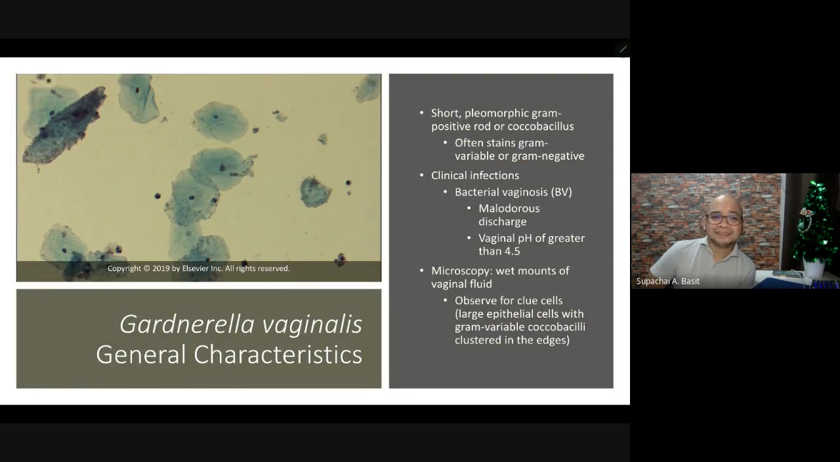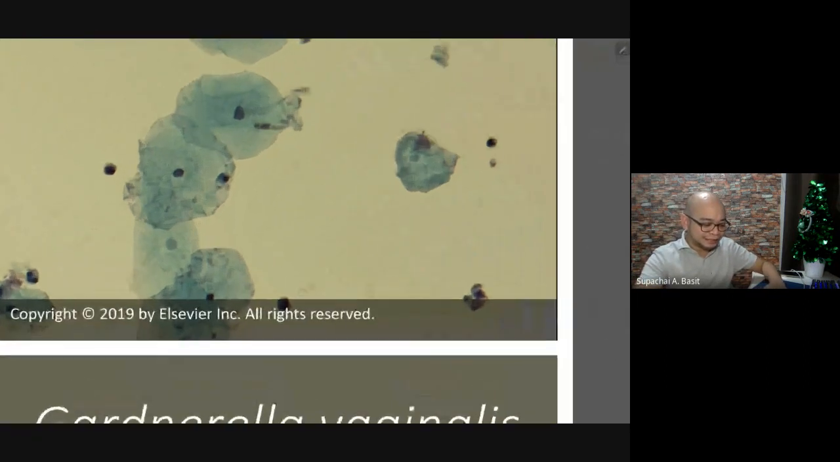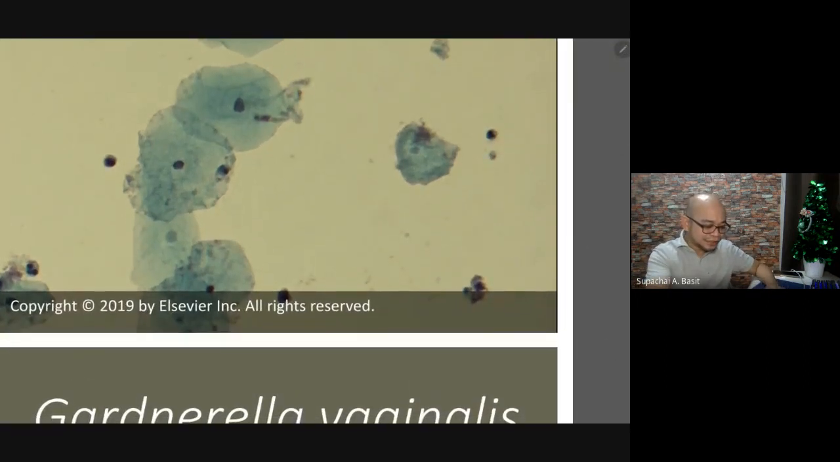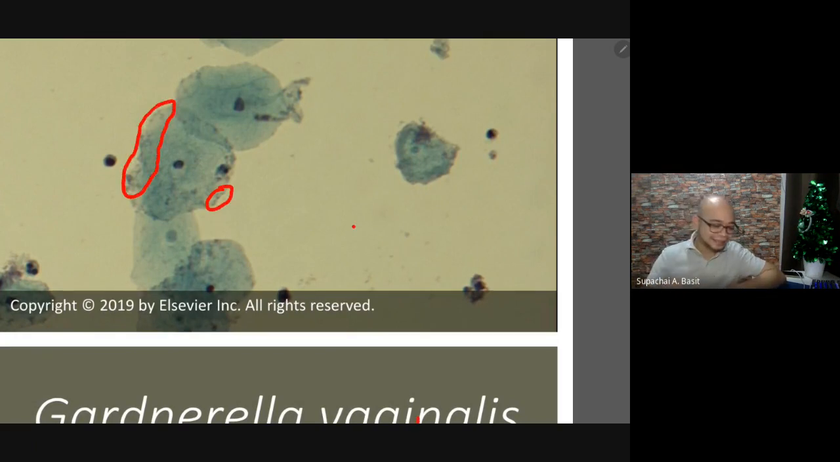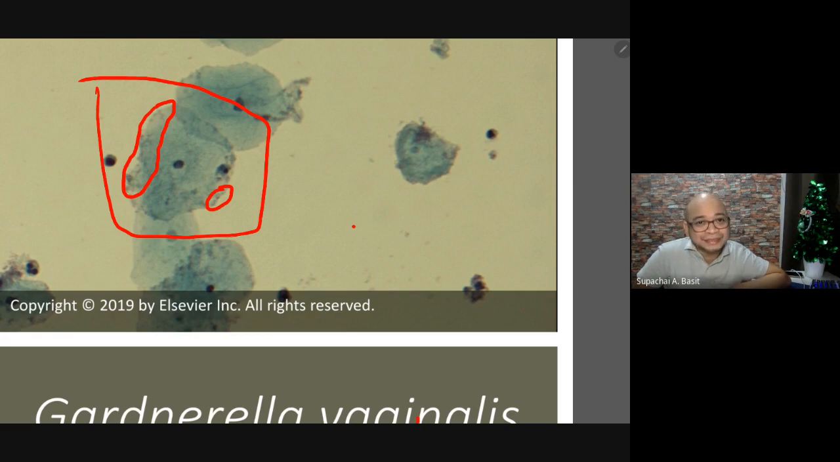In order for the pathologist to diagnose Gardnerella vaginalis or bacterial vaginosis, they would need to observe the presence of clue cells. So what are clue cells? Do not forget about clue cells. These are mostly asked in board exams. Clue cells are large epithelial cells with gram-variable cocobacilli clustered at the edges. If you enlarge this, you'd see bacteria at the edge of the epithelial cells. This particular structure, we call the clue cells.